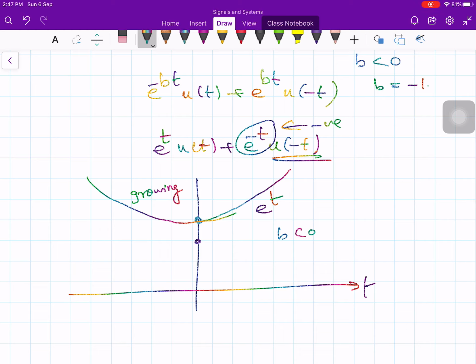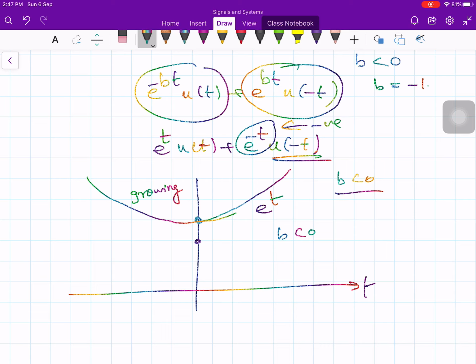Okay, individually they have Laplace transform. If you take this guy alone, it has Laplace transform. If you take this guy alone, it has Laplace transform. But the moment you take the linear combination of these two guys, then you don't have the Laplace transform because there is no common region of convergence if b is less than 0.